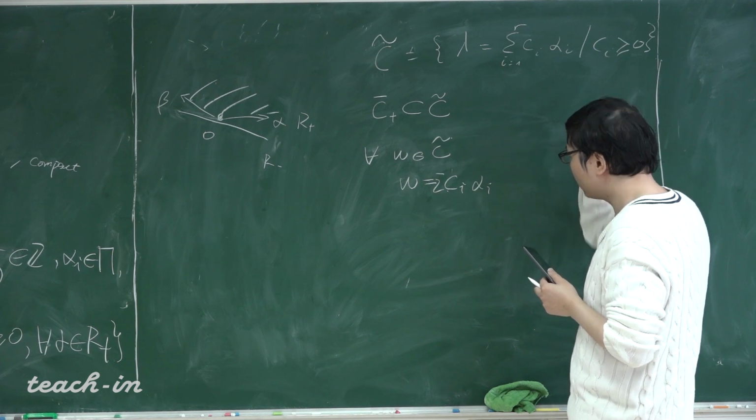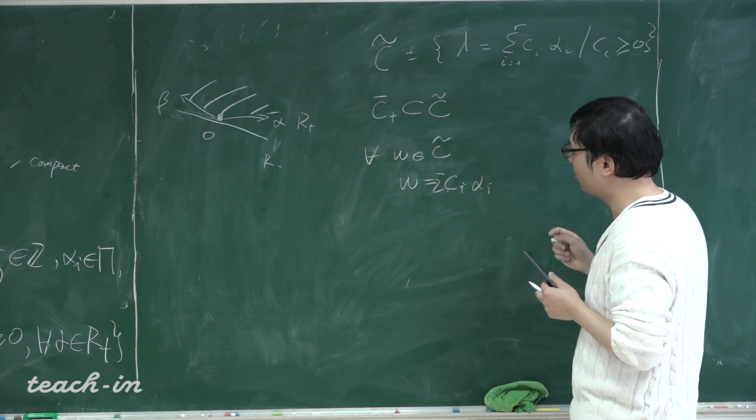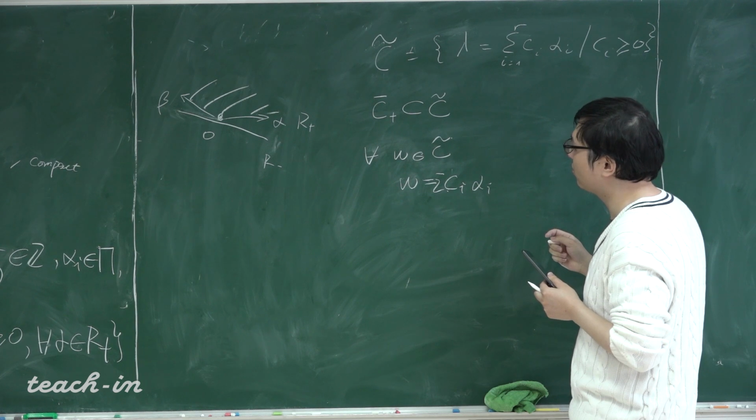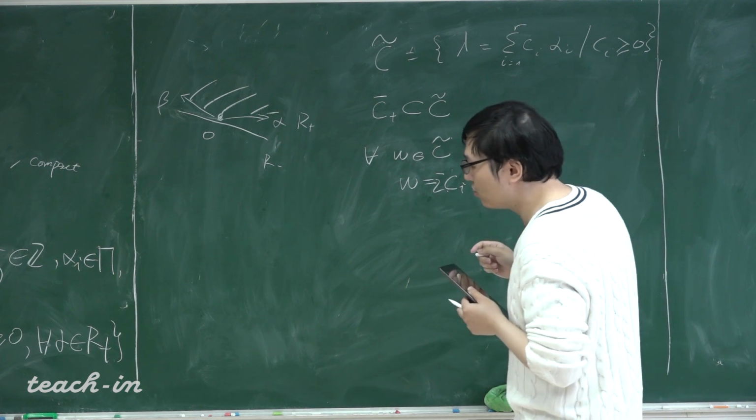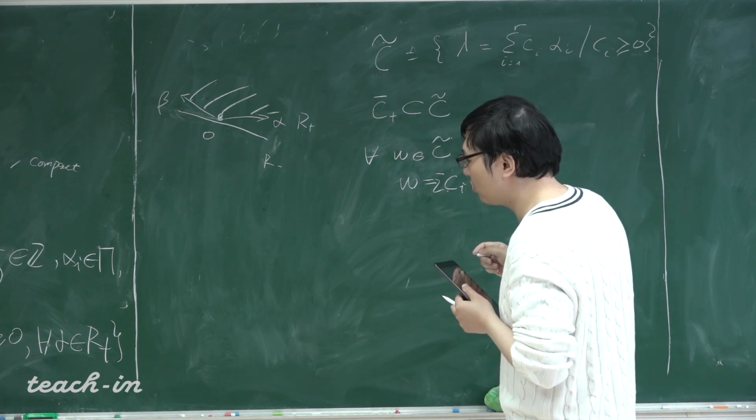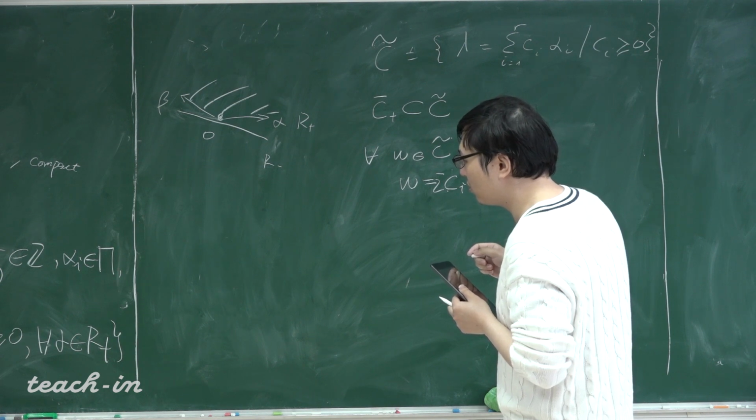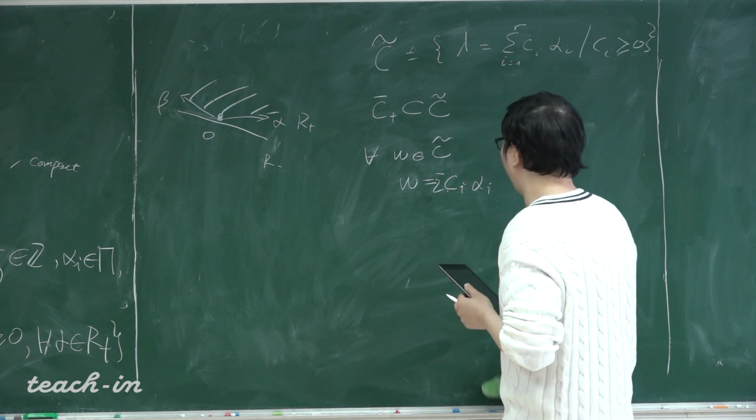I don't know, if you take something outside of C tilde, you would like it to be outside. You would like to find some alpha, some positive root, such that lambda with this root is negative, right? That's what you would like. Yeah, okay.